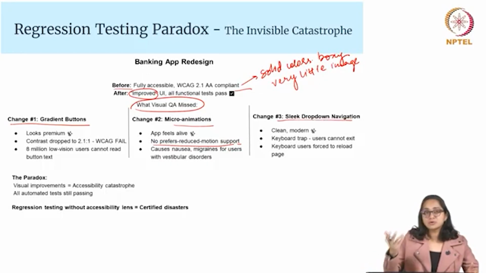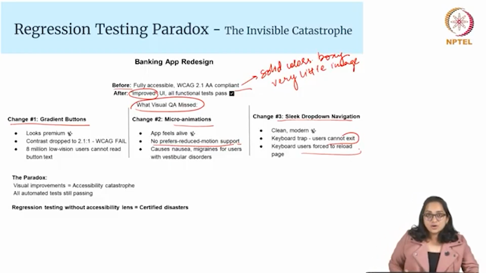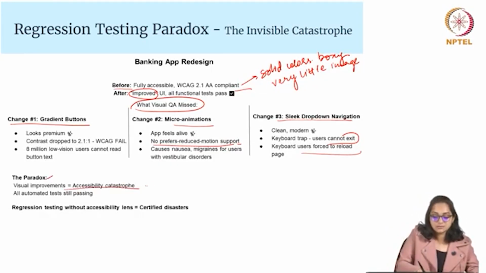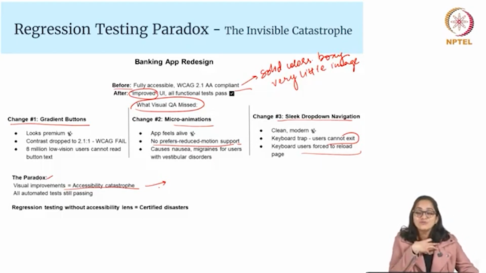Another possible change can be a sleek drop down menu. Looks clean, looks modern, but then there is a keyboard trap because the drop down doesn't open with keyboard and users cannot exit. So keyboard users are forced to reload the page if they want to exit the drop down. So the paradox is that visual improvements many a times may result in accessibility catastrophe. And this I'm saying from the perspective of a designer myself, right?